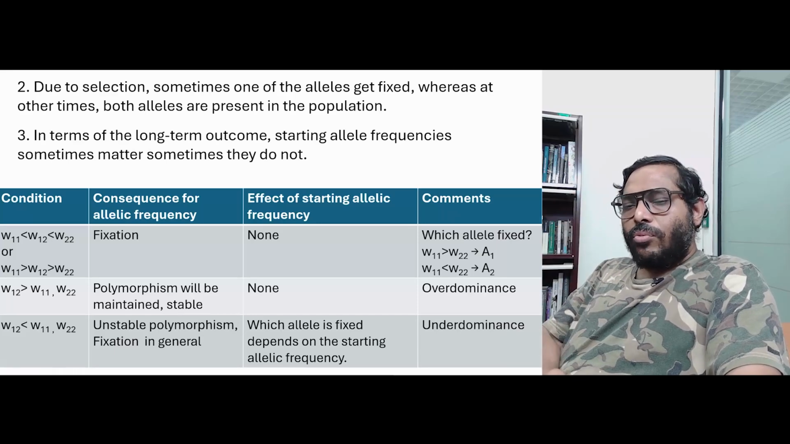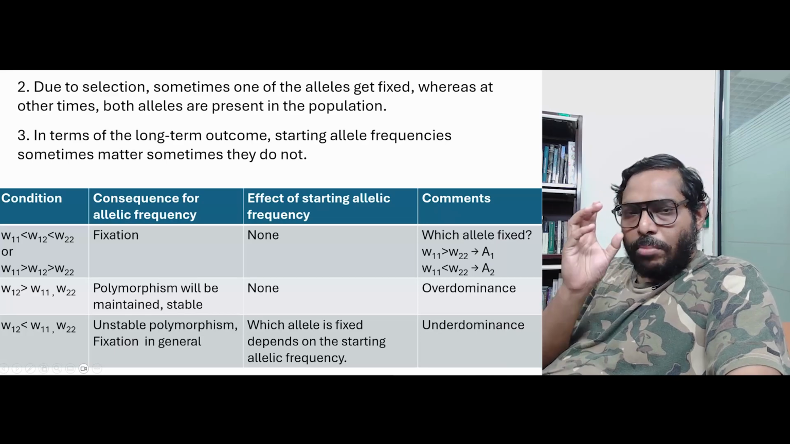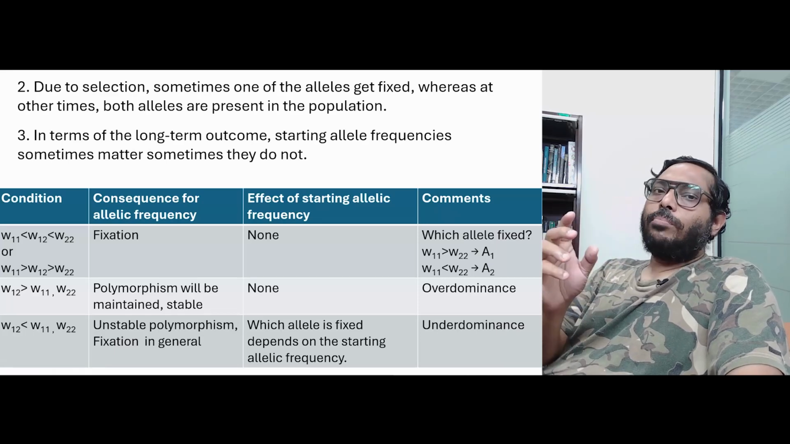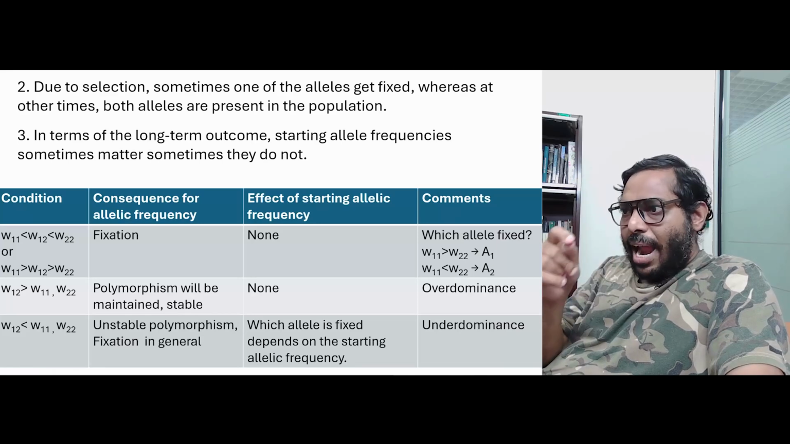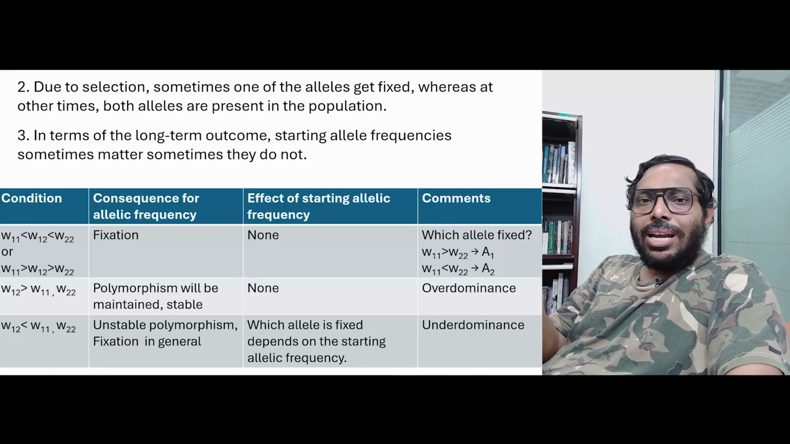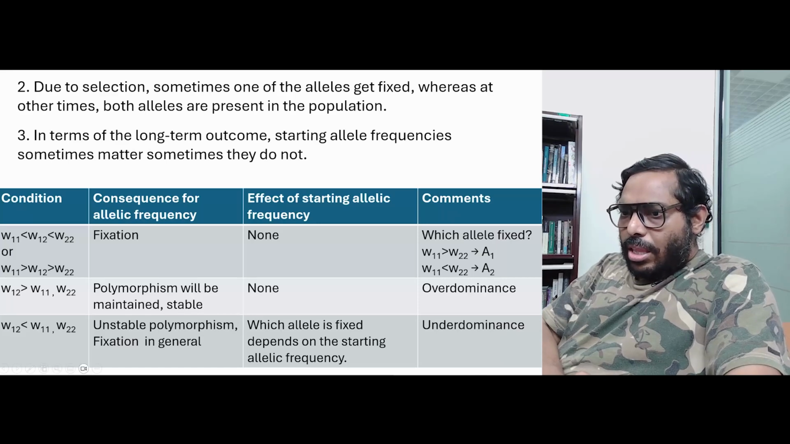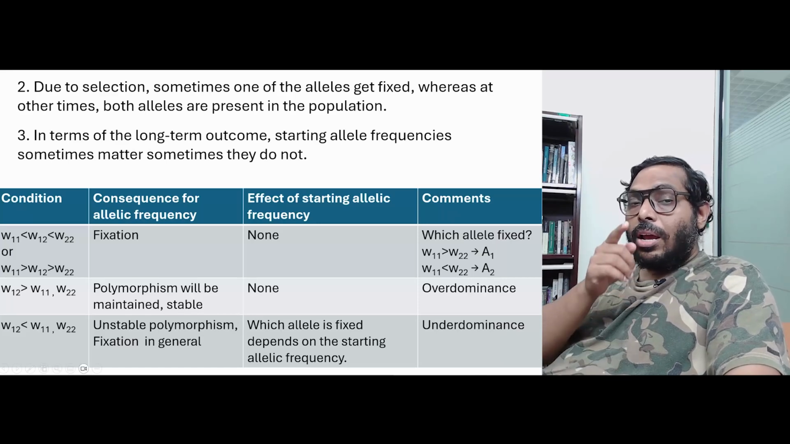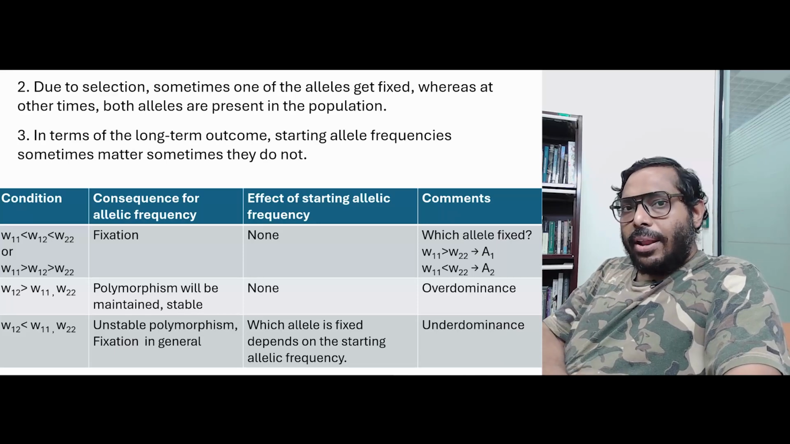If you have a scenario where W12 is greater than both W11 and W22, heterozygote is superior to both homozygotes, we call it overdominance, and in this case the polymorphism will be maintained, which means at equilibrium both alleles are going to be there in the population, and again in this case it does not really matter where you start your allelic frequency from.